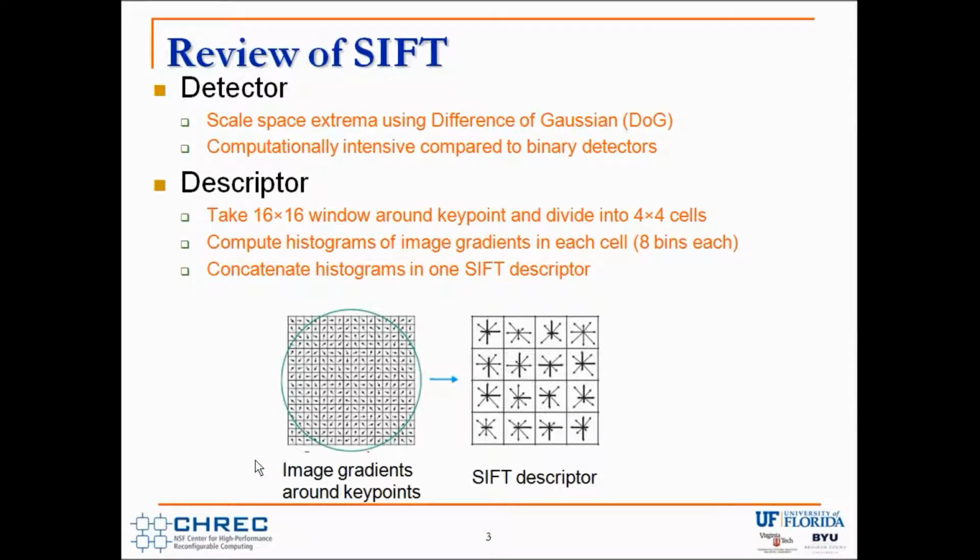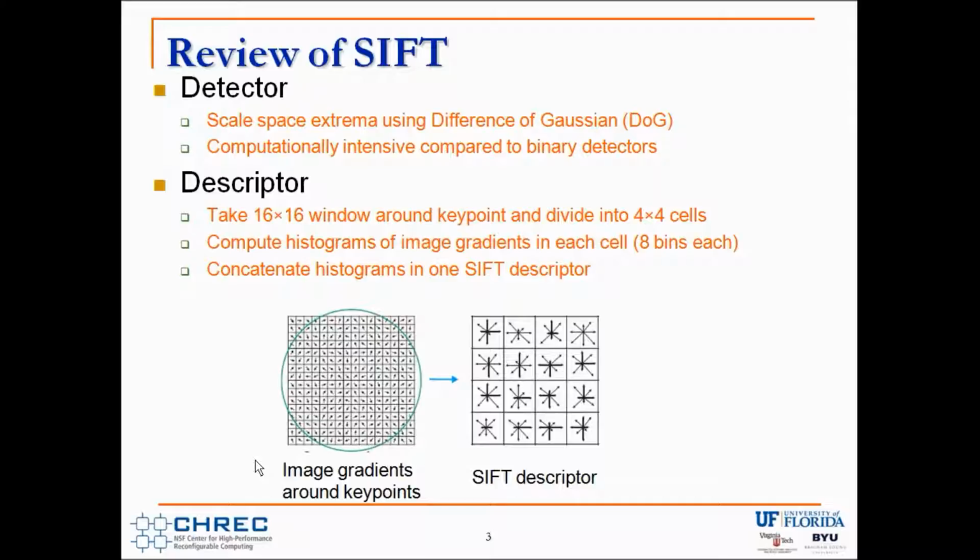SIFT. SIFT is a feature extraction algorithm and it has two parts, one detector and one descriptor. The detector part extracts the corners or edges, and then the second stage, which is the descriptor, does a description part which gives information to the feature that has been extracted.